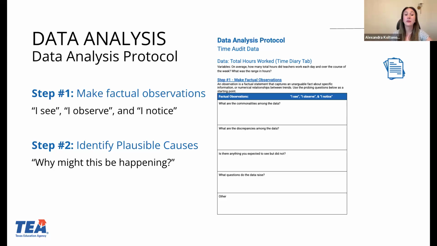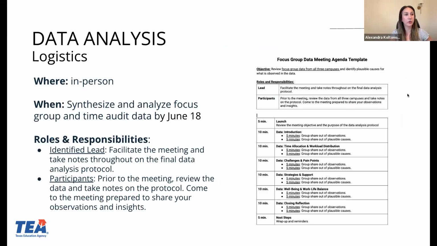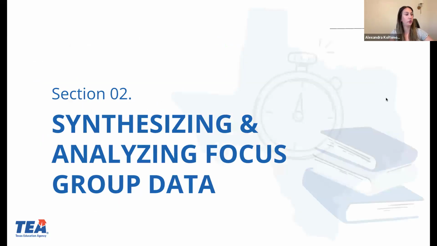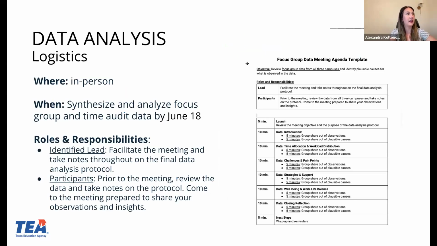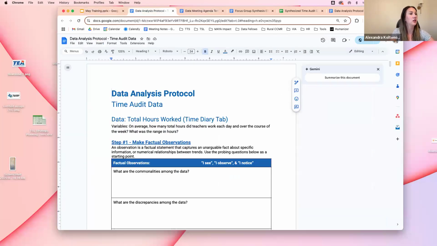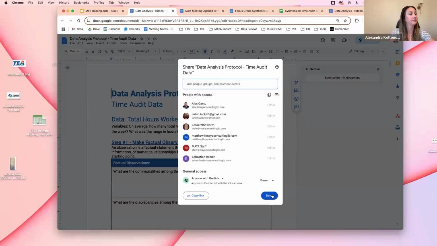Step 2 is then identifying plausible causes of why this could be happening. That's when you come in and share your assumptions and your beliefs. That's going to vary by your role. That's when your experience and your lens will really come into the analysis process. But we want to hold off on bringing that in until we all have a solid understanding of what the data is factually saying. So really quick, I'm going to share my screen to walk through the data analysis protocol.